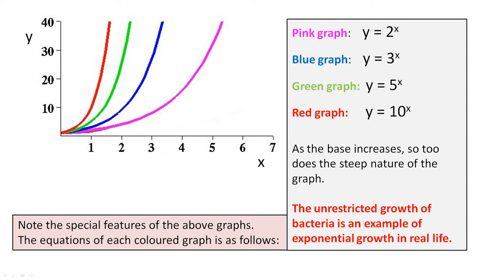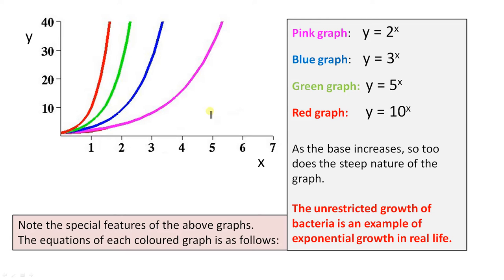Note the special features of the above graphs. The equations of each coloured graph are as follows. The pink graph is y equals 2 to the x. The blue one is y equals 3 to the x. The green one is y equals 5 to the x, and the red one is y equals 10 to the x.